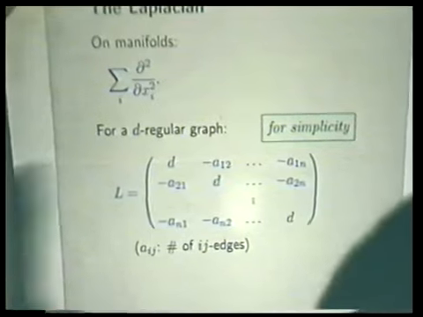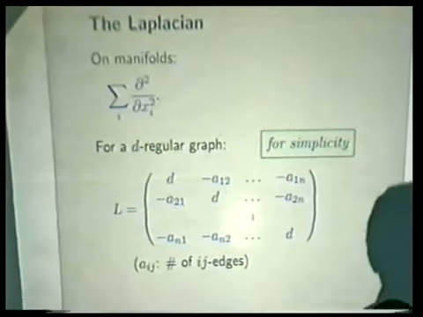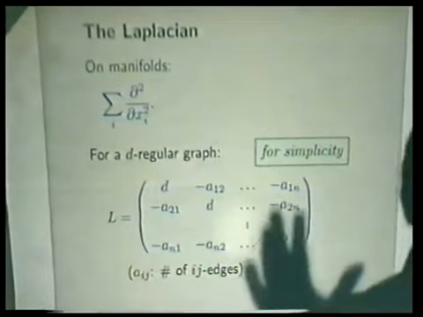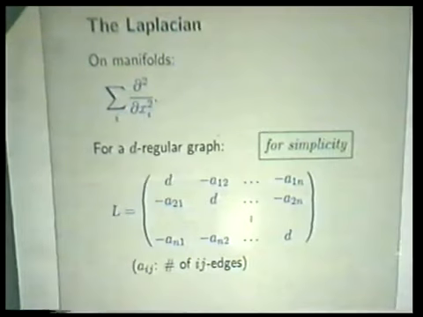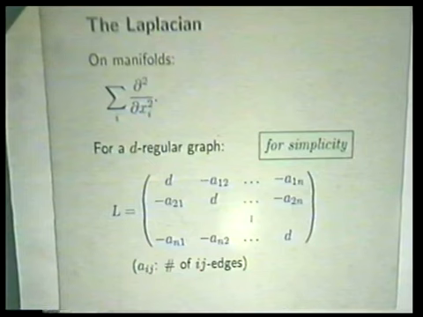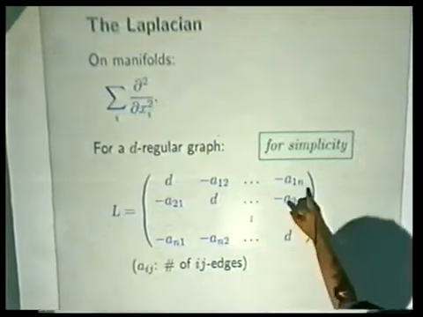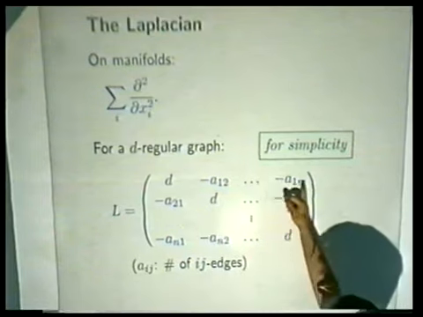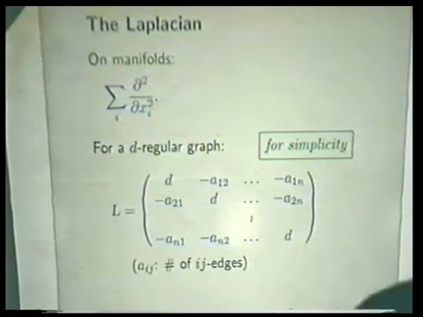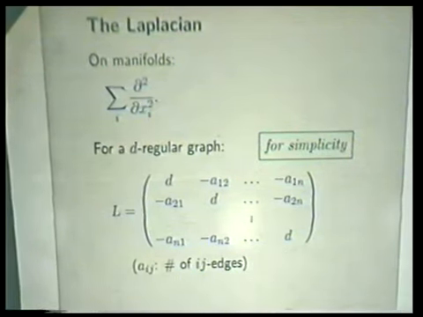And for simplicity, I restrict myself to regular graphs of degree d. So I'm talking about finite graphs. They have n nodes, and I always denote the number of nodes by n. And every node has degree d. And a_ij denotes the number of edges between i and j. Typically, this is either 0 or 1, but it could be some other number. And so each row sum here is 0, because these numbers add up to the degree, which is put in the diagonal with a minus sign. So that's the Laplacian of the graph.